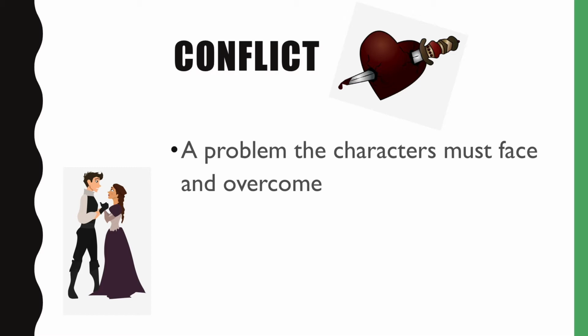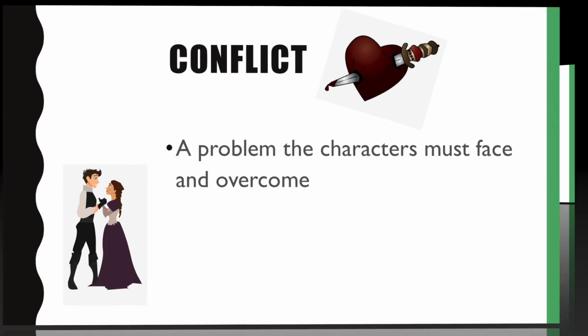Next, we come to the conflict, and the conflict is a problem the characters must face and overcome throughout the story. We are establishing the problem in this story, and in this case, Romeo and Juliet fall in love at first sight at the party. As we know, their families do not get along, so this is a problem.